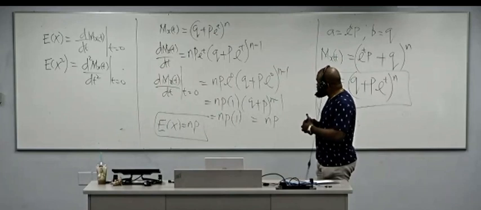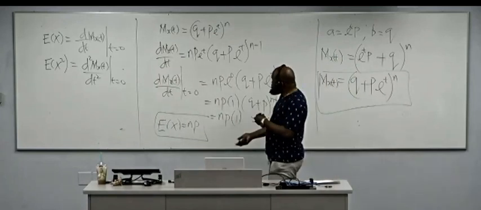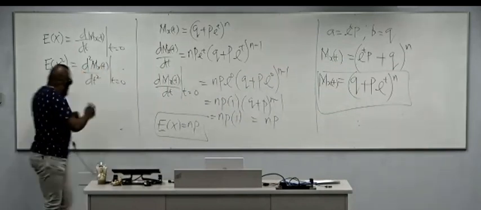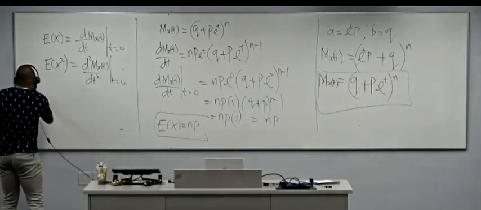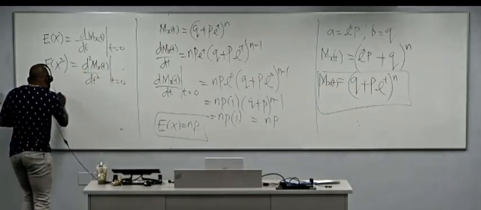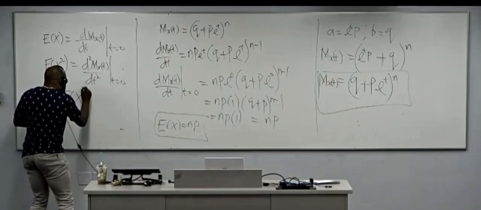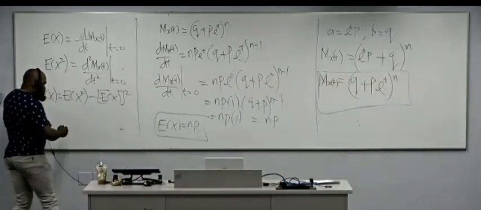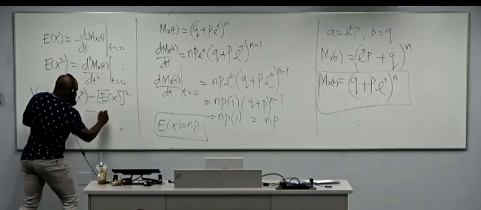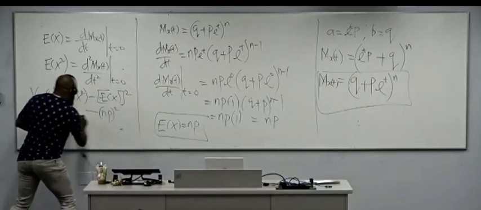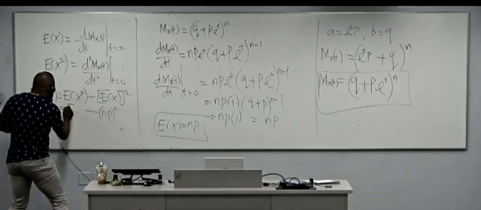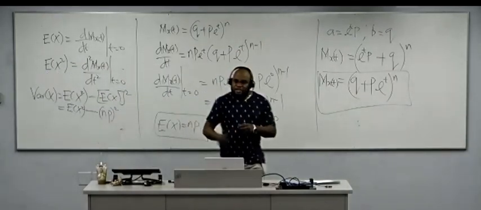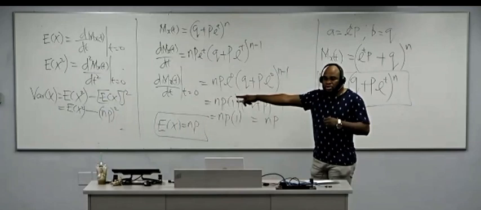If I want to continue now, I want to get the variance, right? I will need to obtain this guy because the variance of x is the expected value of x squared minus the expected value of x, all squared. Right now, I've gotten np all squared. I need this guy. Maybe I will leave you to obtain that.